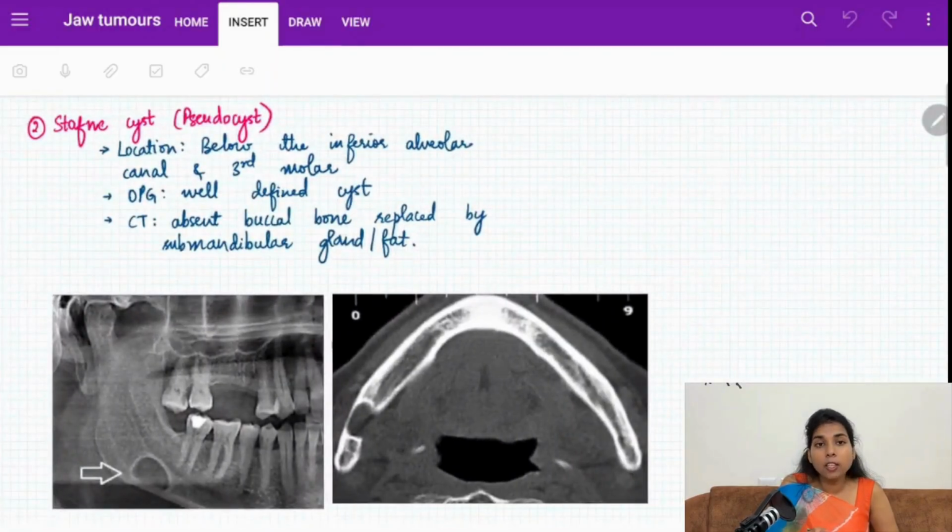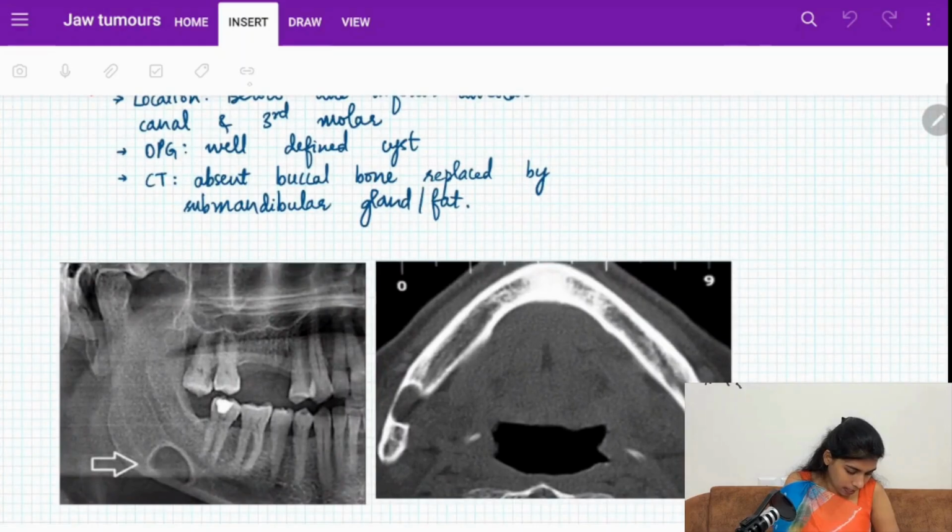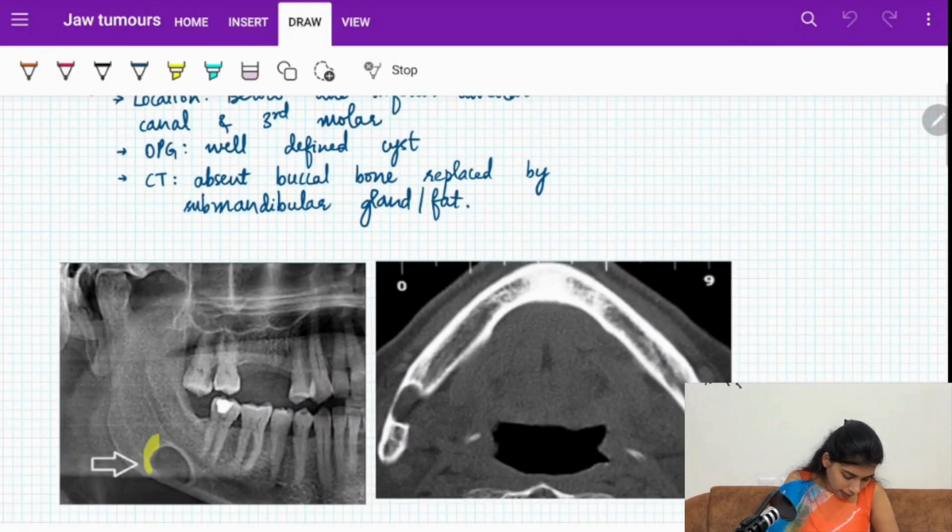Stafne cyst, the location is very typical about it, right? It is present typically below the third molar, and we already know it is a radiolucent lesion. It is non-odontogenic, that is, it is below the inferior alveolar canal, right? So we don't have to discuss much about the OPG. We can see here already that this is a well-defined cystic lesion which is radiolucent, typically located below the inferior alveolar canal and the third molar. The important thing is on CT you can see that there is loss of the buccal bone which is replaced by either fat or submandibular gland, and Stafne cyst is a usual spotter.